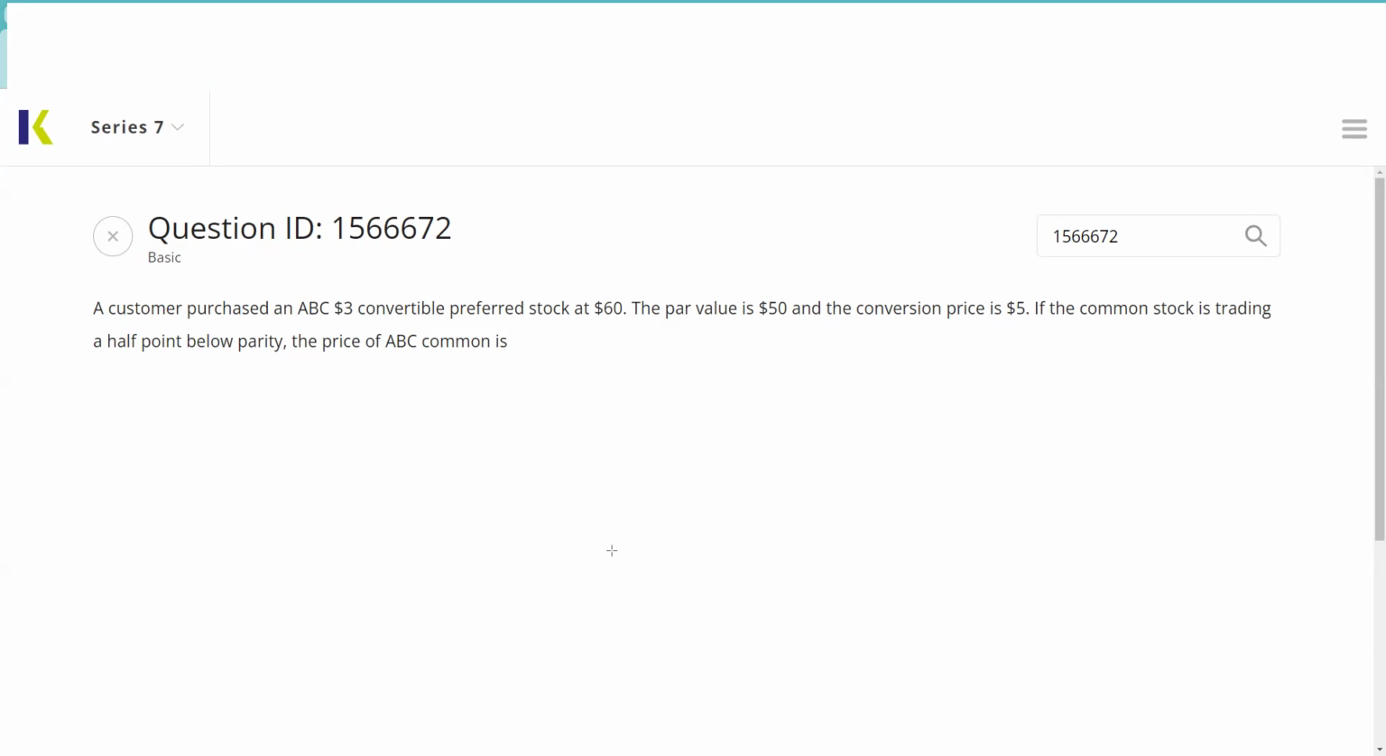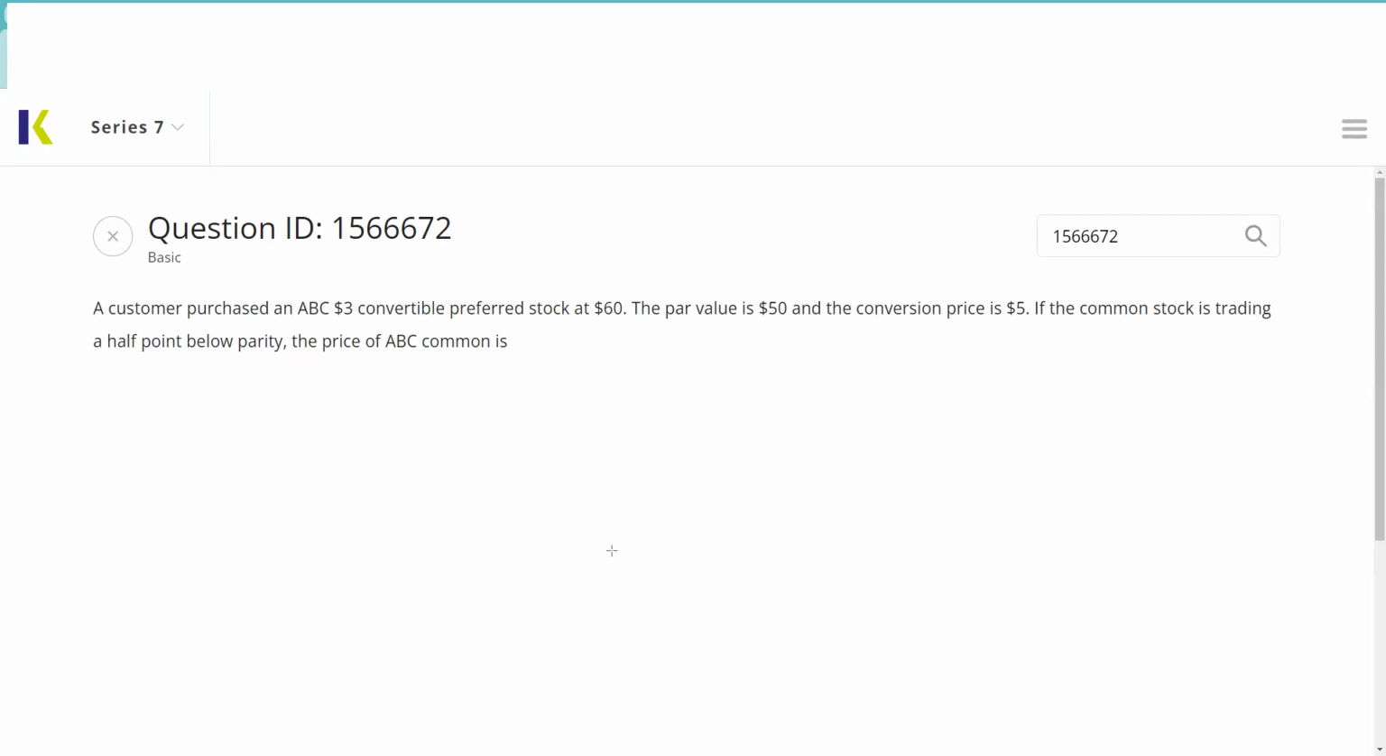Here we go. A customer purchased an ABC $3 convertible preferred stock at 60. So the minute I hear as a test taker convertible, I'm thinking this is going to be a parity question. Now, $3 just means that ABC has decided to express this on their balance sheet as $3 rather than as a percentage. The issuer has a choice whether to express the par stock, the obligation they have on the dividend, as a percentage or a dollar amount. Here, they've chosen the dollar amount. Par value is 50. That's really important.